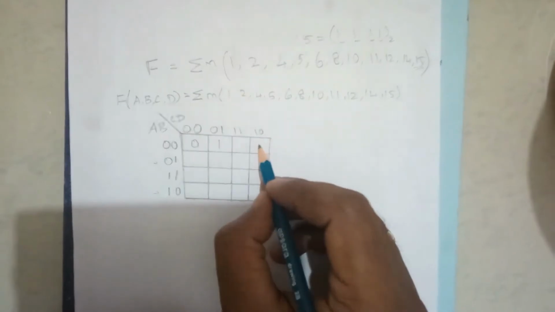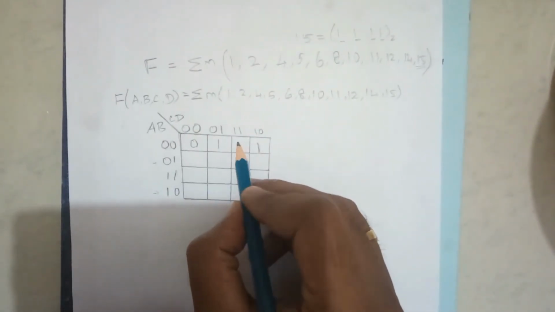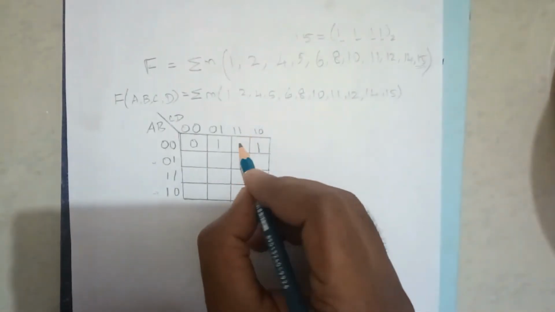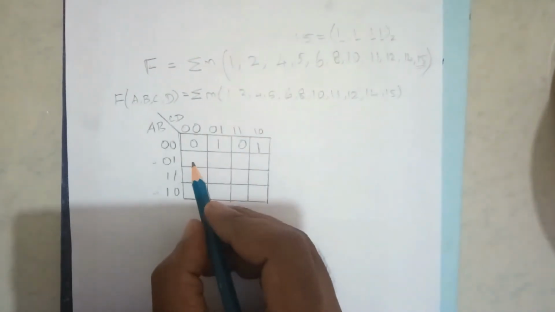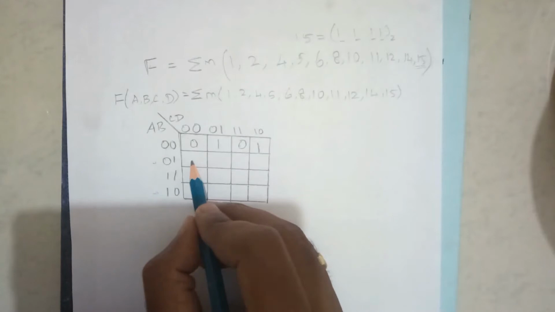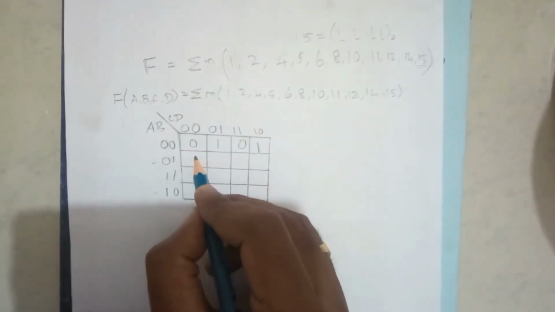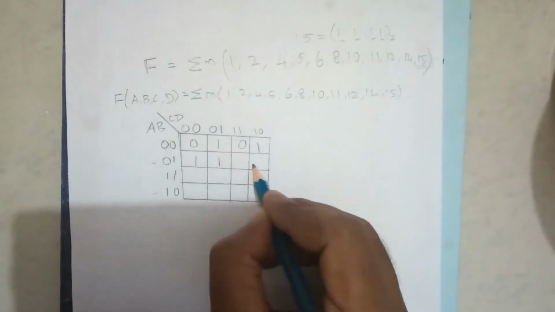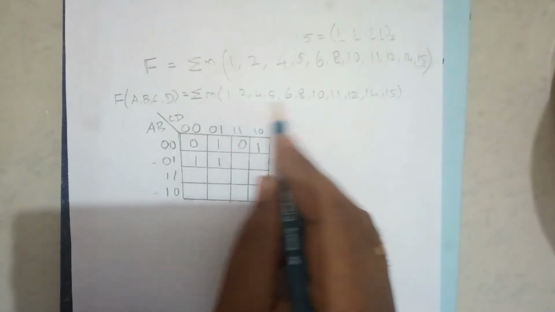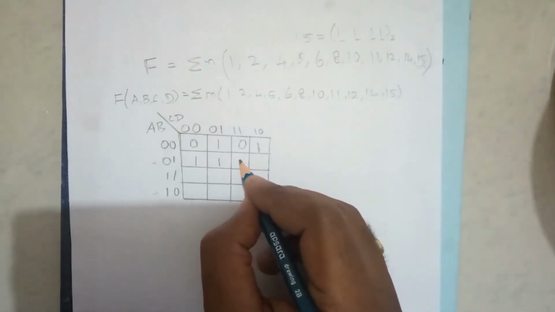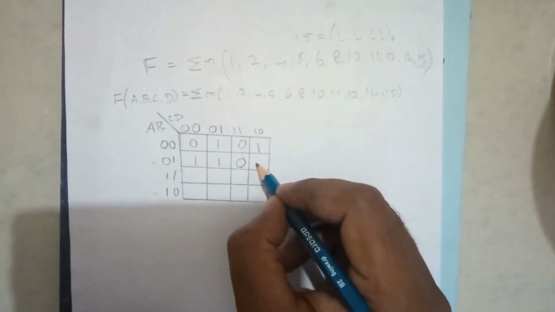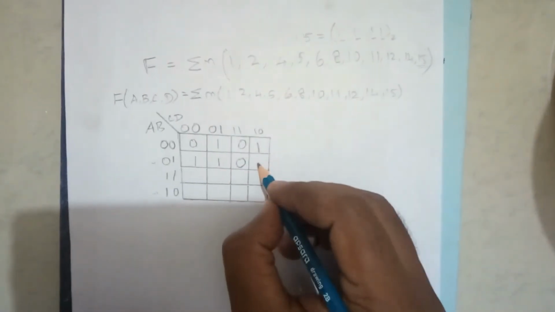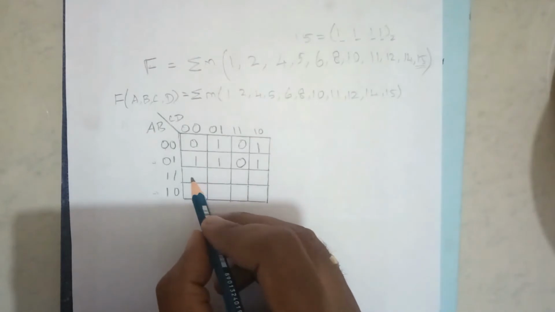And next this number is 2, the 2 is available, so I will put 1 here. This particular cell belongs to decimal value 3, but 3 is not available, so I will put the value as 0. Then this particular number is 4 and the 4 is available. Then this cell belongs to 5, the 5 is available, and this cell belongs to 7. 7 is not in my function, so I will put 0. Then this number is 6, 6 is there in my function, so I will put value 1.